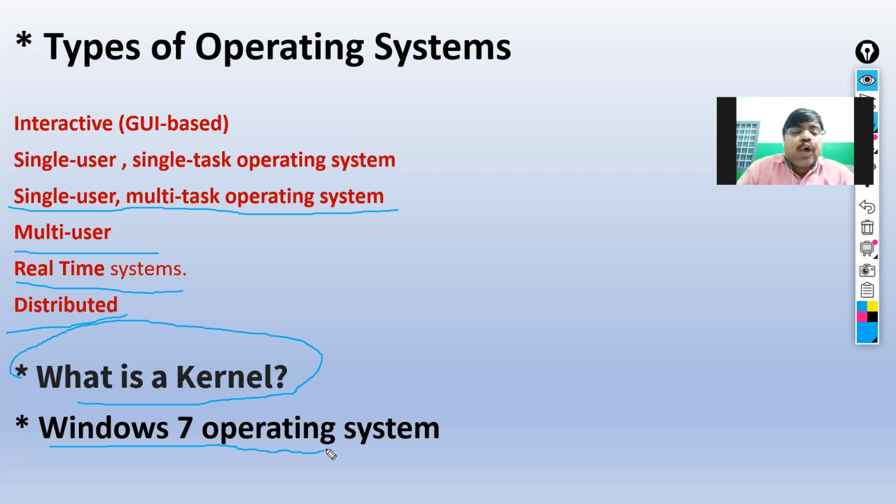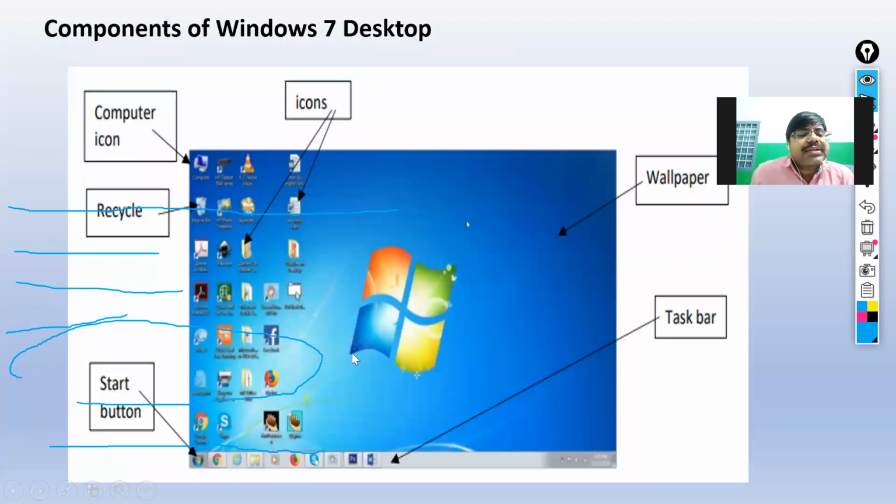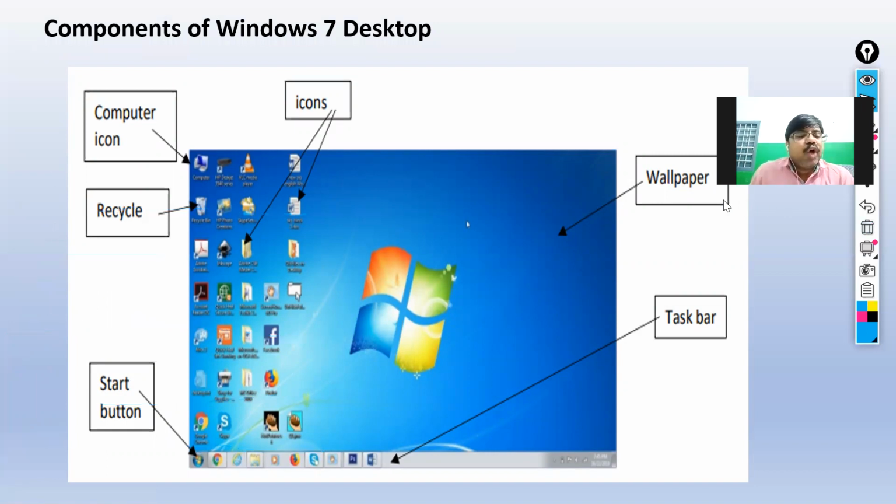By default, Windows 7 has a picture for the desktop background. This is called wallpaper. Small pictures on the desktop are called icons. You can see this. By default, Windows 7 has a picture for the desktop background. That is your wallpaper.